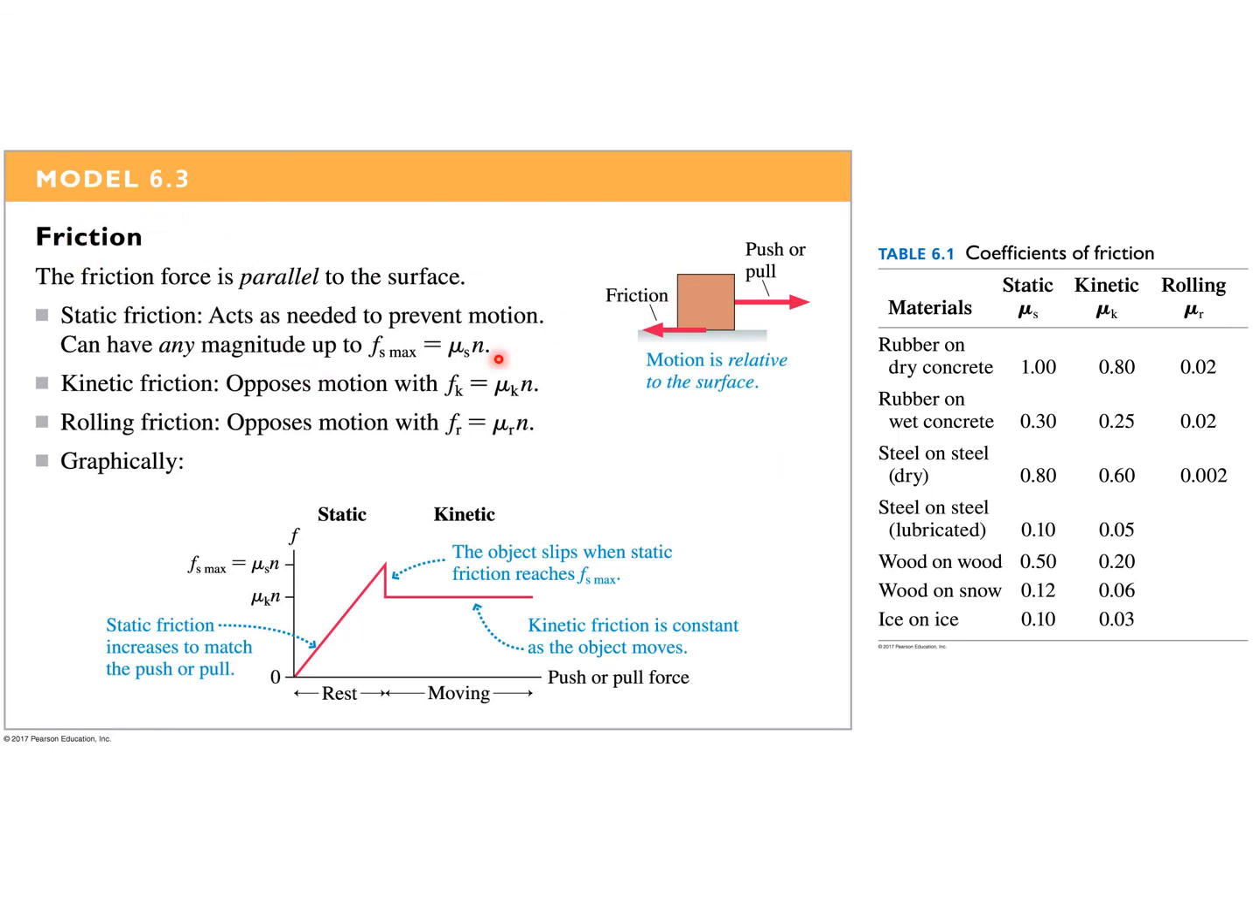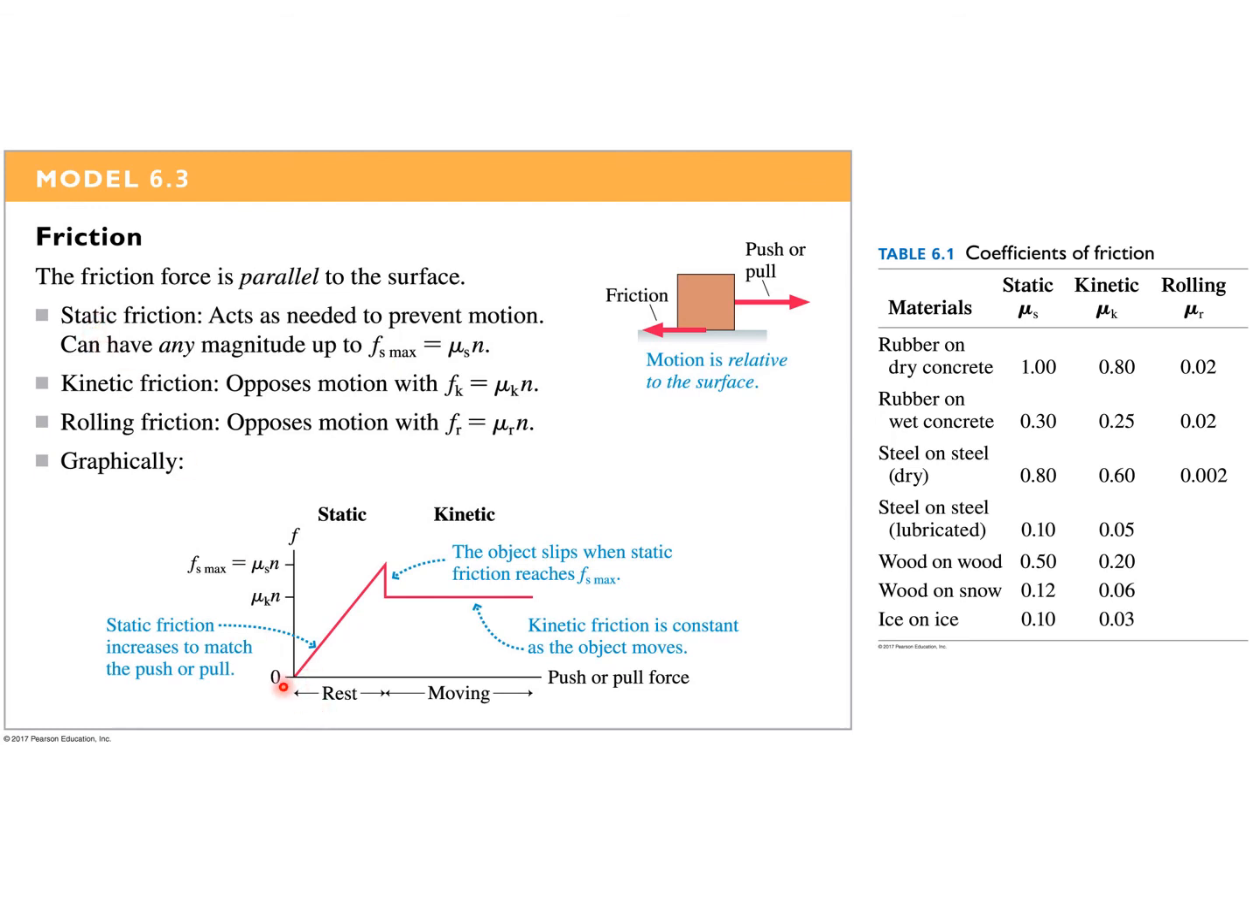This model here is a pretty nice model that summarizes how friction works out. Friction is going to be parallel to the surface because that is where it is coming from, and it's going to be related to the direction that it moves.